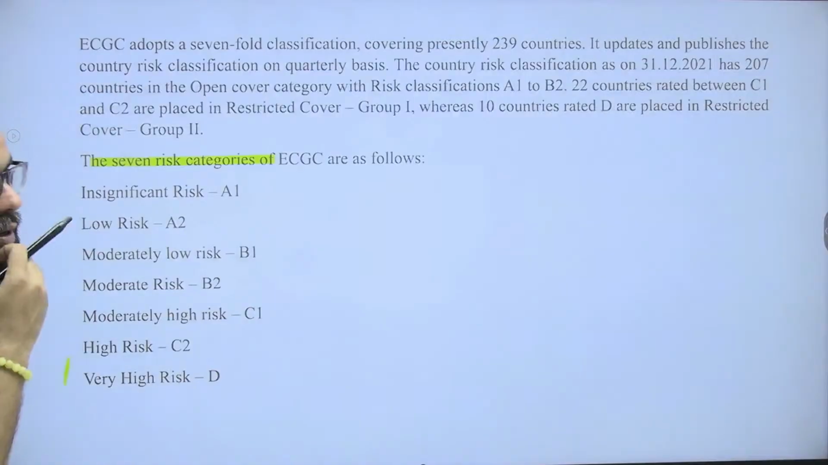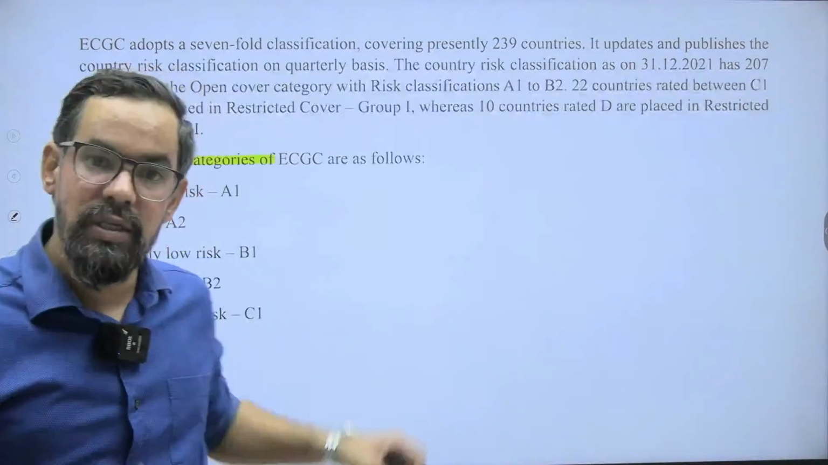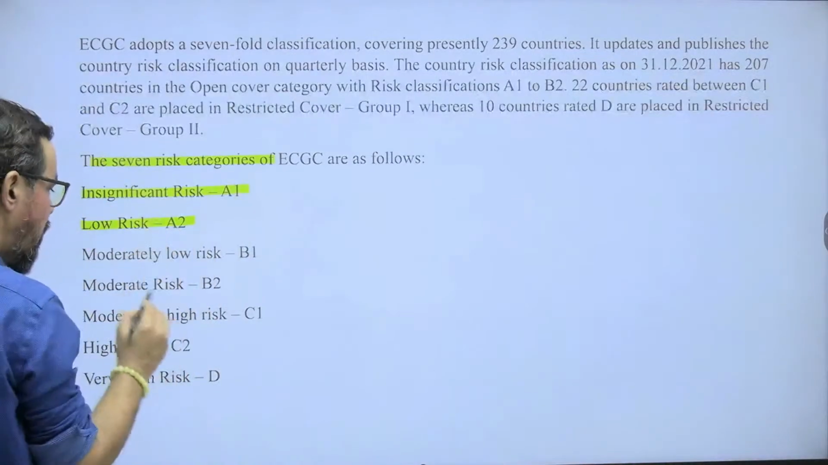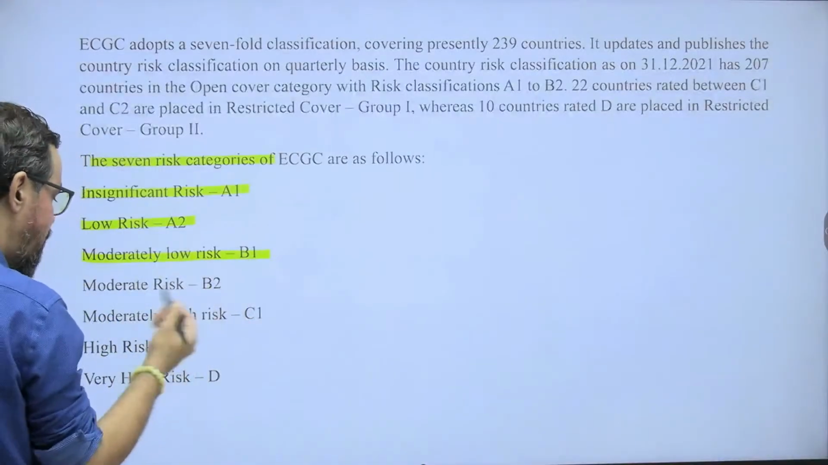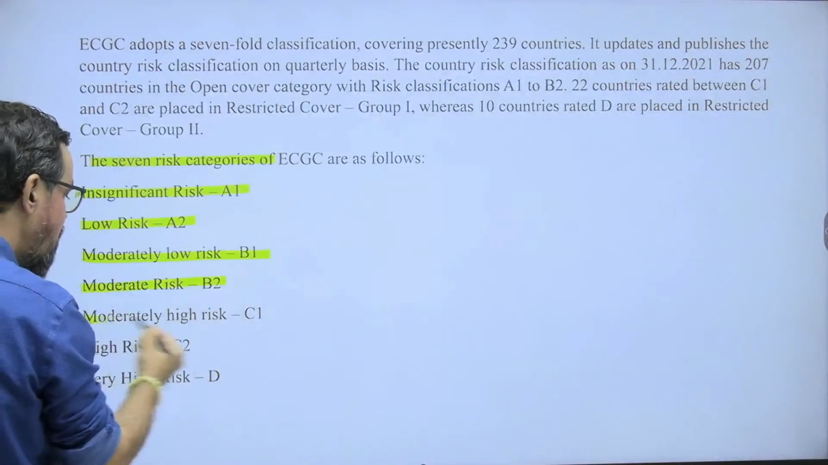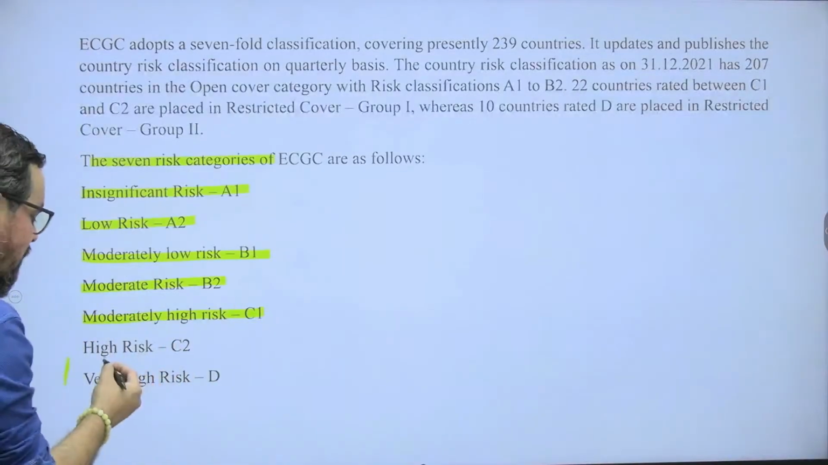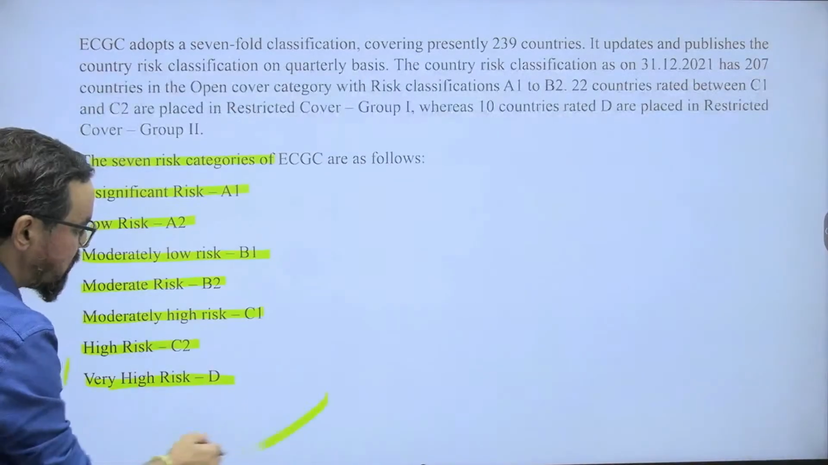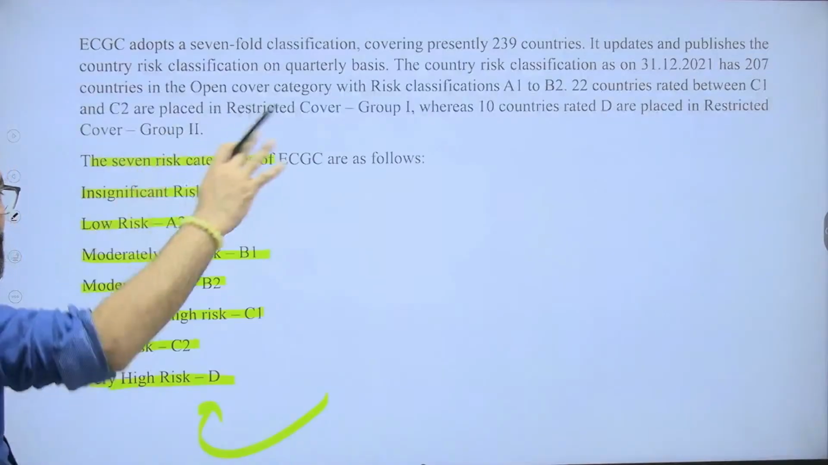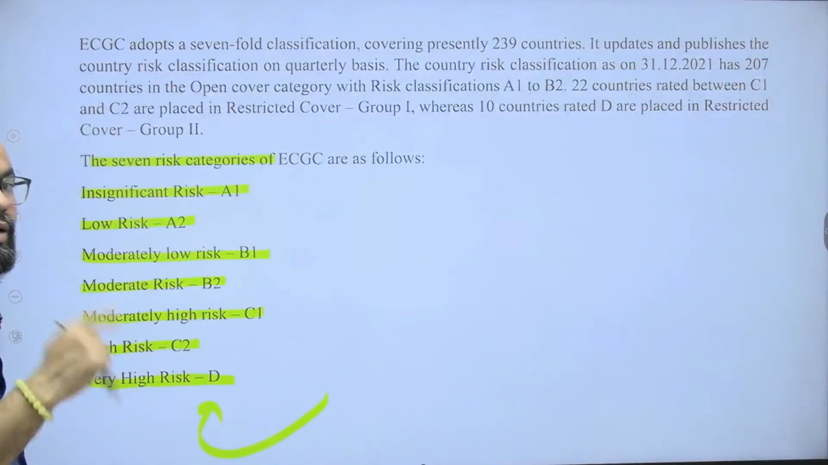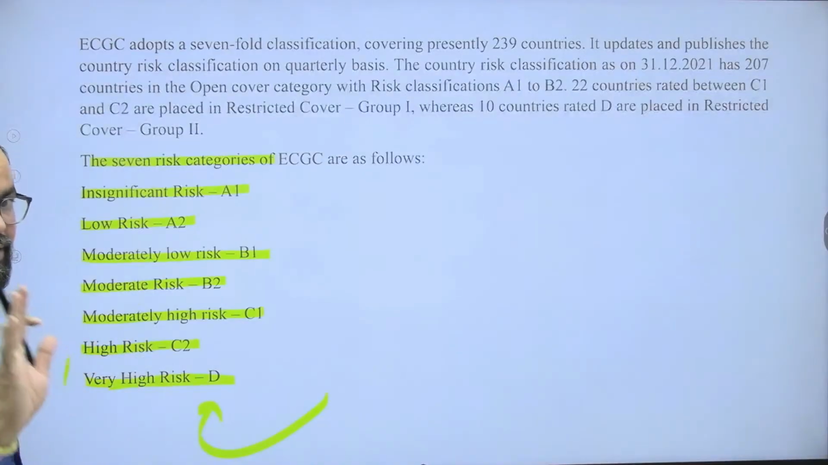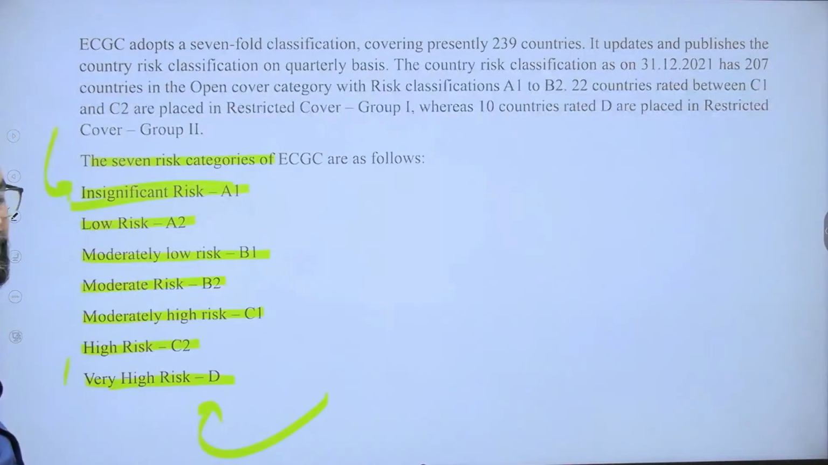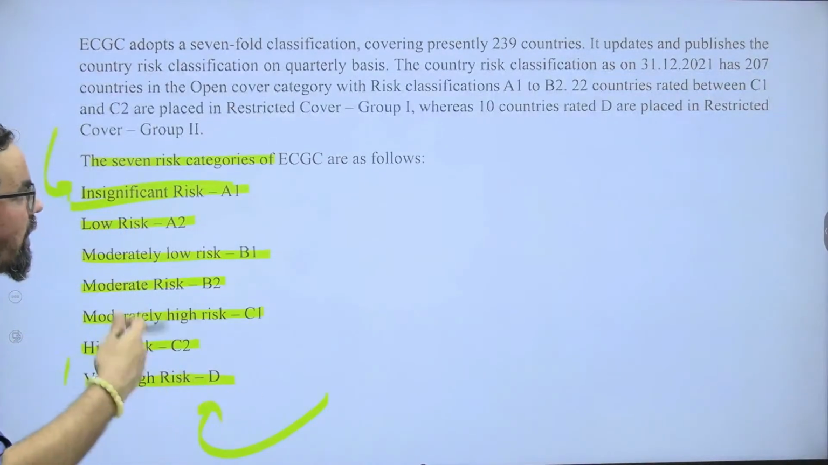So basically, as an exporter, you can take some sort of reference from these. Okay? Like significant risk A1, low risk A2, moderate to low risk B1, moderate risk B2, moderately high risk C1, high risk C2 and very high risk D. That means if ECGC has put some country in this particular category, and you are doing trade with that country, that is at your own risk, right? And these are some countries where we have very least risk, like we have very good relations with those and very good experiences.